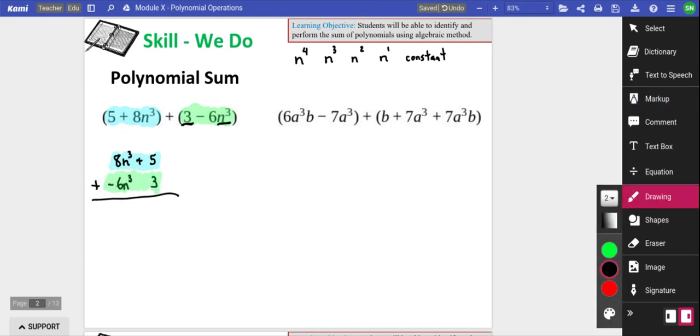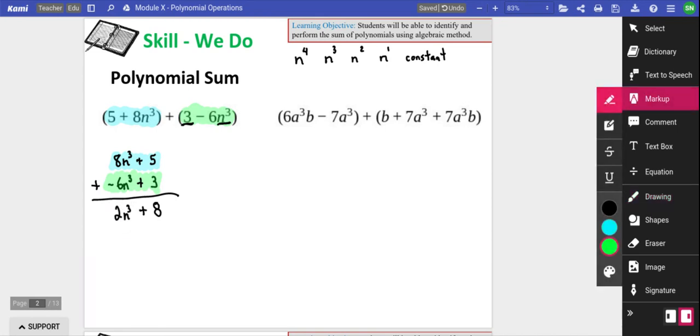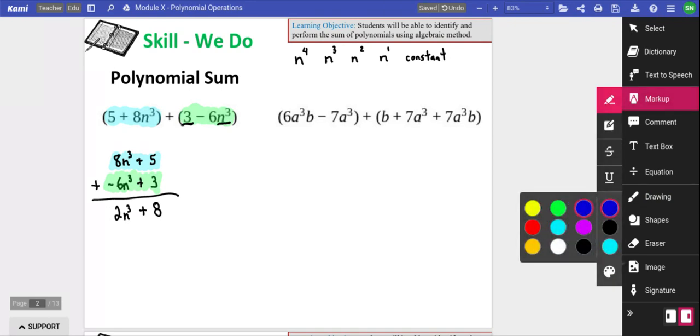Now we are ready to combine like terms and perform the operation. We will start from right to left. We have 5 plus 3 is 8. Both of them are plus, so I'll bring down the plus. And then moving to the left, we have 8n cubed minus 6n cubed gives us 2n cubed. And this is the solution for the first problem. Now let's take care of the second problem.